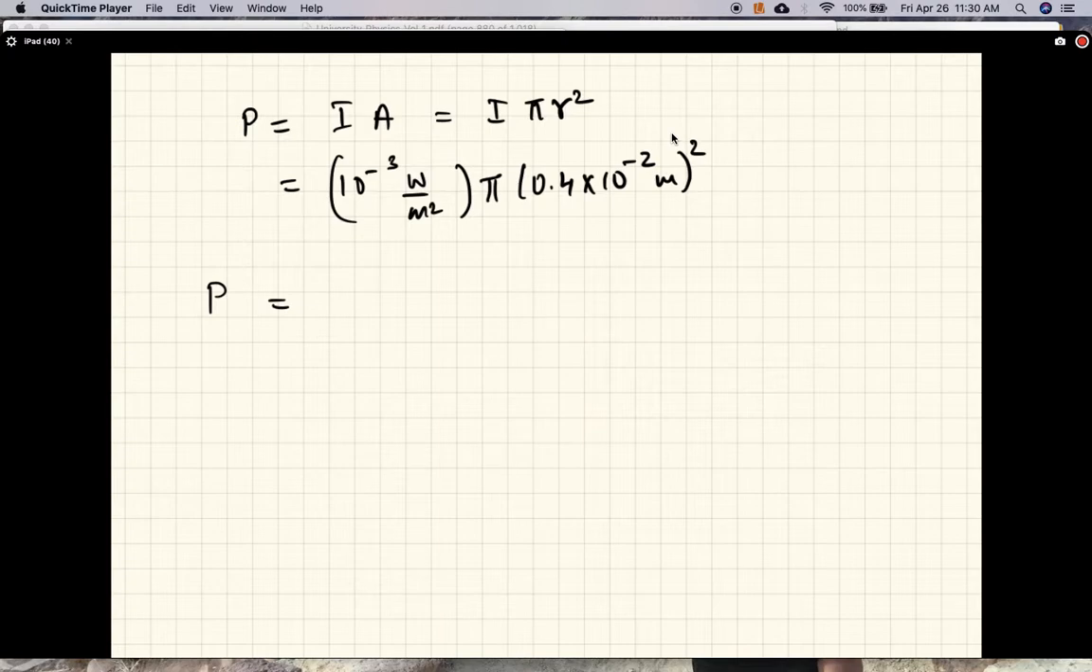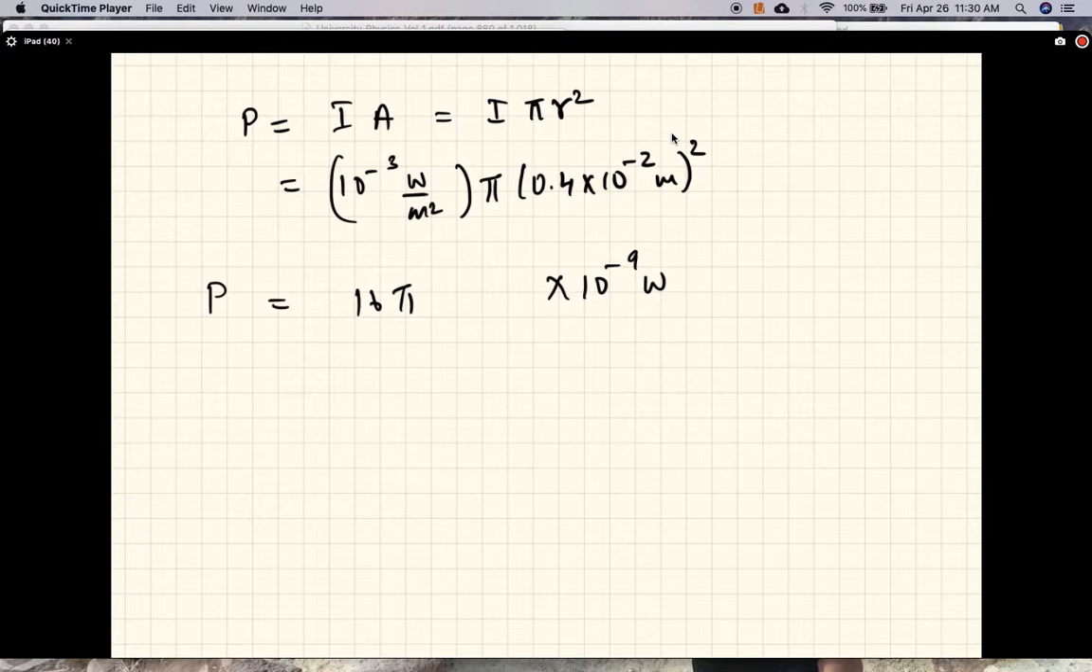All right, so let's take care of power. 0.4 times 10 to the minus 2 squared gives 16 times 10 to the minus 6, and times 10 to the minus 3 is 10 to the minus 9. So that will make it 10 to the minus 9 watts times 16 pi. So 16 pi nanowatts.